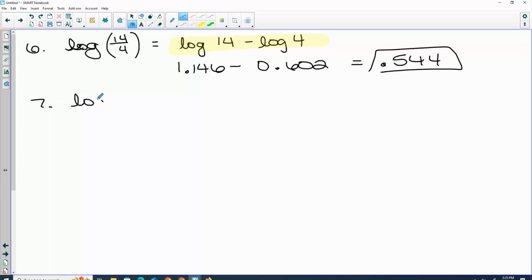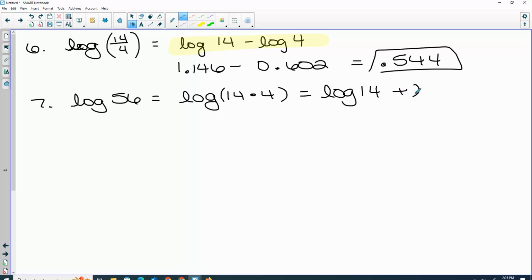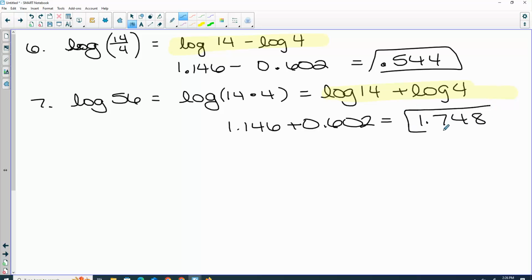So problem 7, we have the log of 56, and all I know is log of 14 and log of 4. So how am I going to use that? Fourteen times 4 is 56. So properties of log says that's the log of 14 plus the log of 4. So I need to see this step to know that you understand the property. Then we put in their decimals and add that together and we get 1.740.